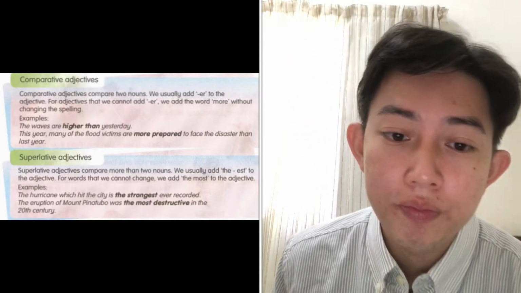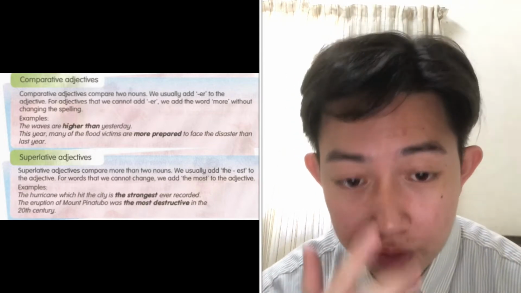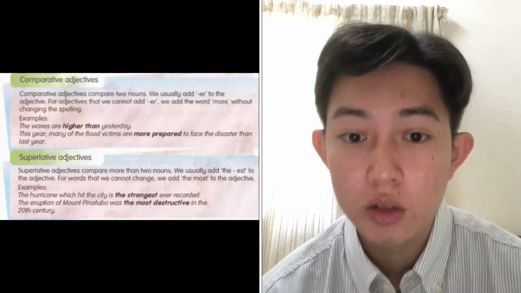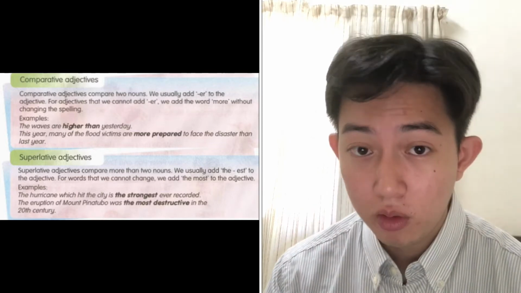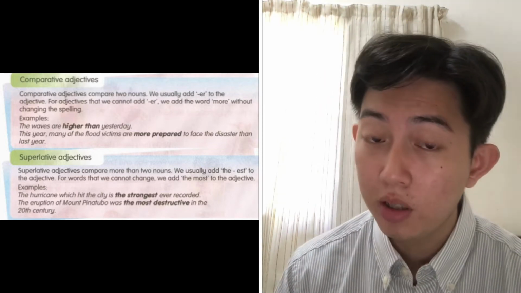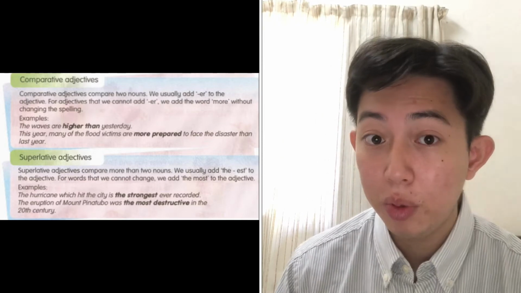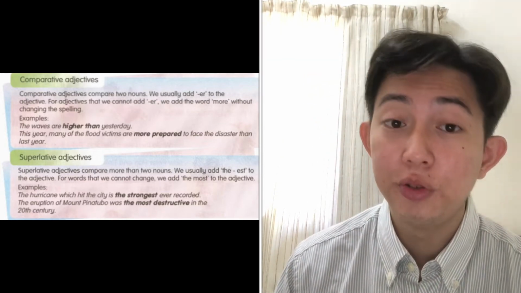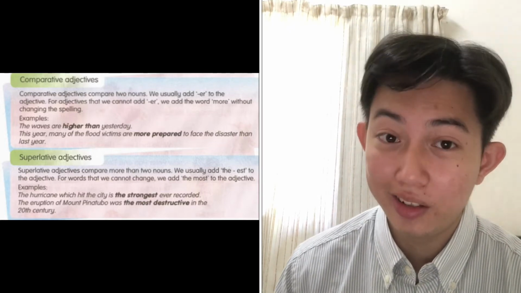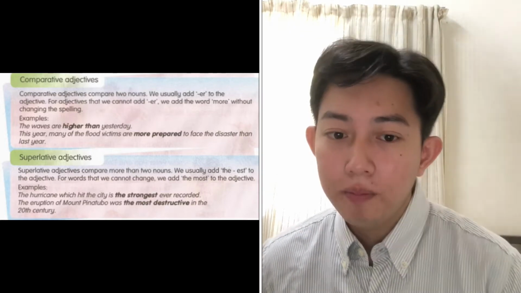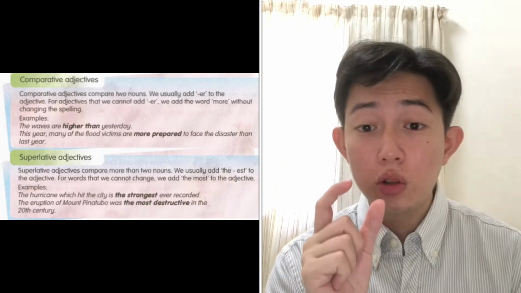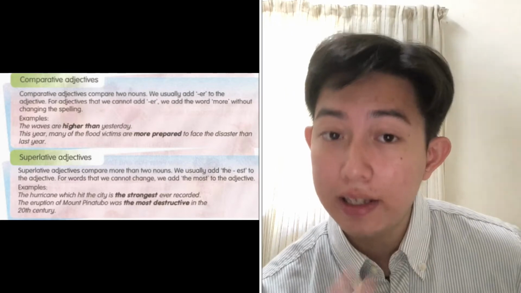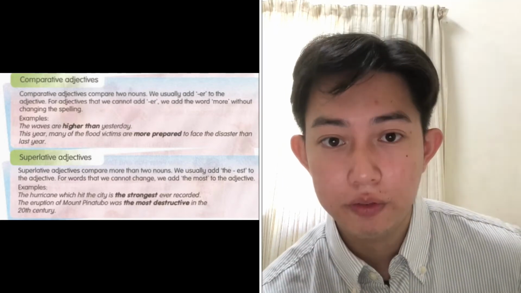Next one is this year, many of the flood victims are more prepared to face the disaster than last year. So for words like prepared, or even beautiful or handsome, we cannot add er. We cannot say beautifuler. So instead of that, we have to use the word more. We add the word more without changing the spelling of the adjective. Okay.